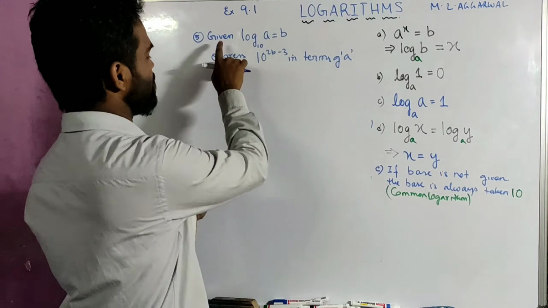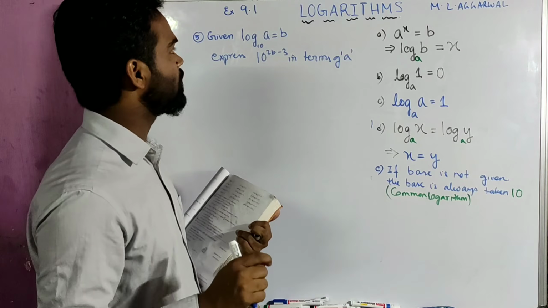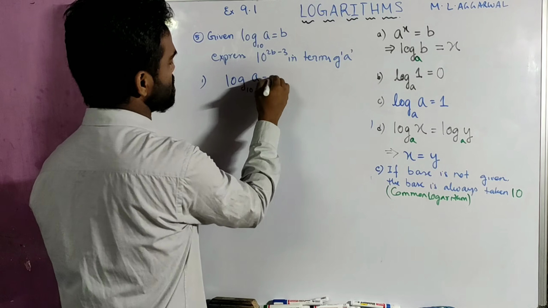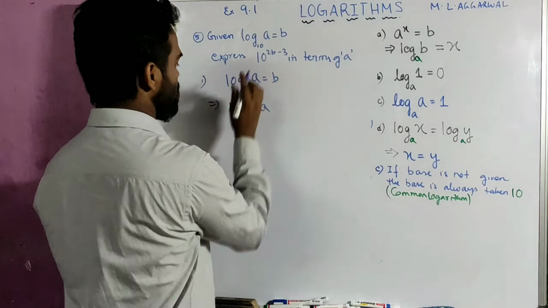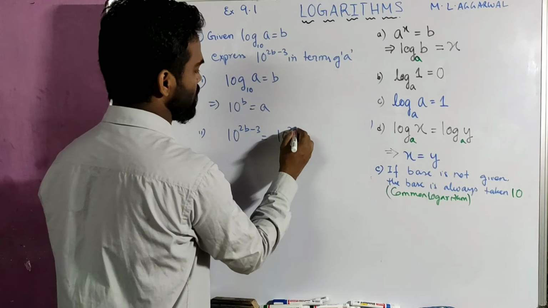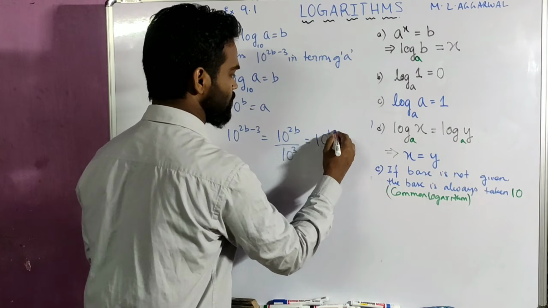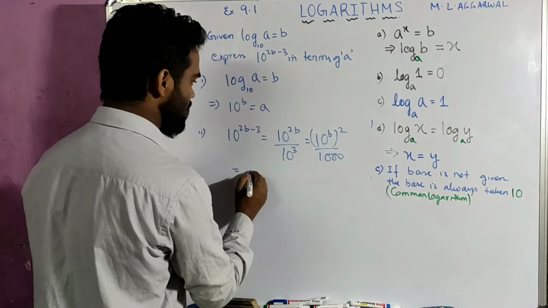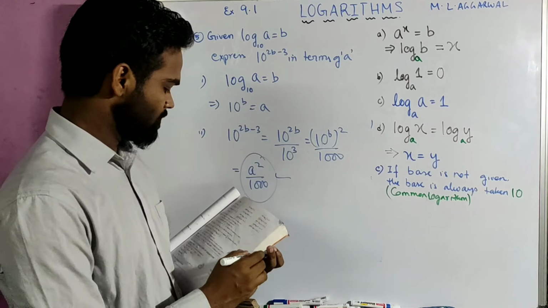Now we look at the next sum. Look at sum number 5. Given log a base 10 equals b, express 10 to the power 2b minus 3 in terms of a. Now look carefully. Log base 10 a is equal to b. Can we write this as 10 to the power b equals a? Done. Now look, 10 to the power 2b minus 3. Can I write 10 to the power 2b by 10 cube? Which again I can write as 10 to the power b whole square by 1000. Now 10 to the power b is what? A. So it becomes a square by 1000. So that's my answer. Done.